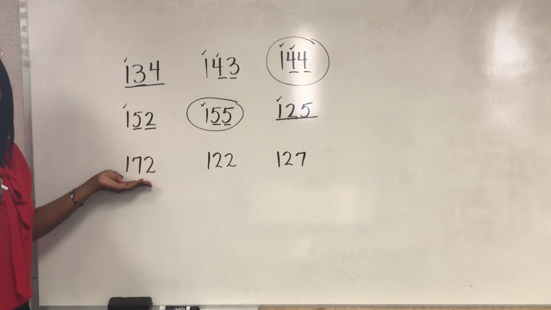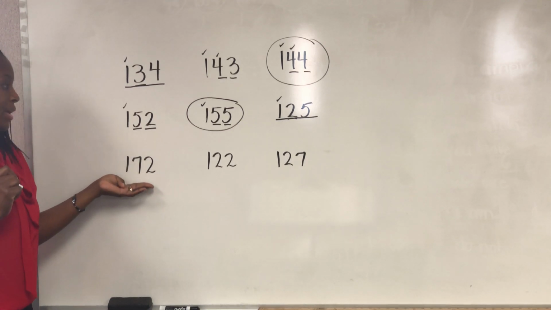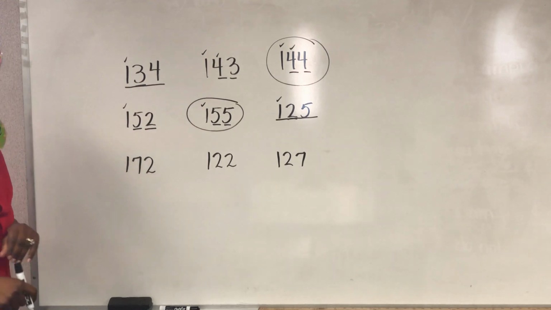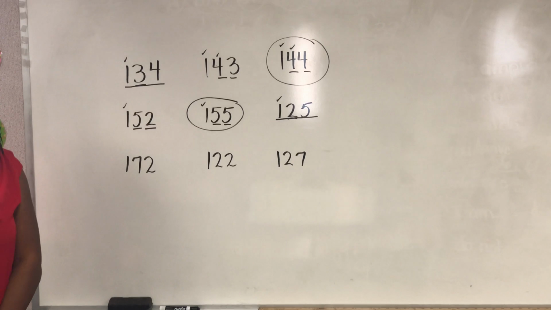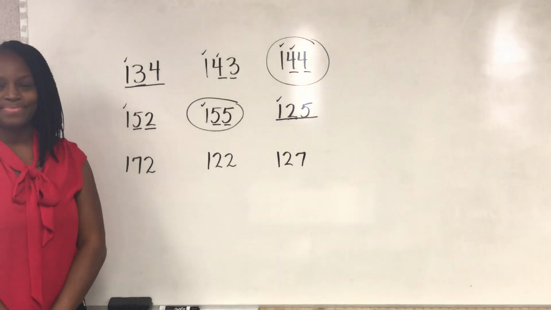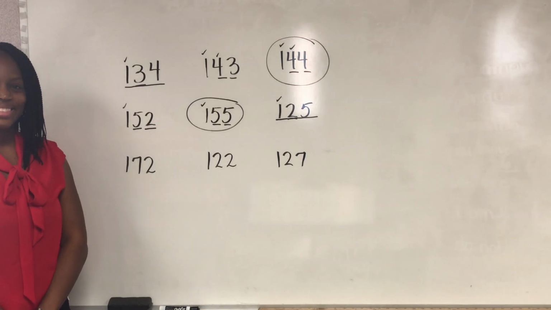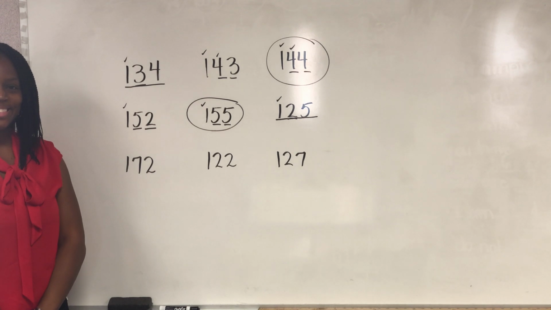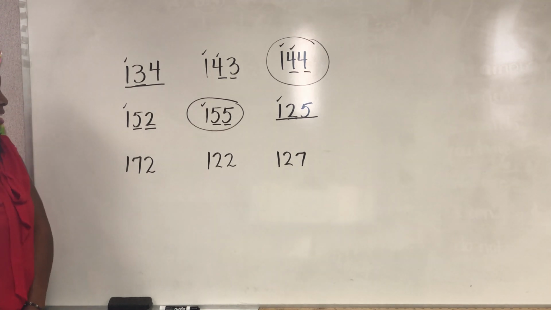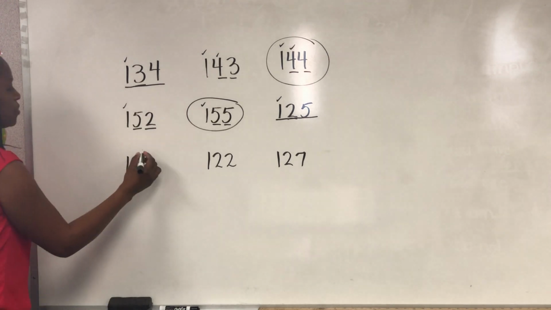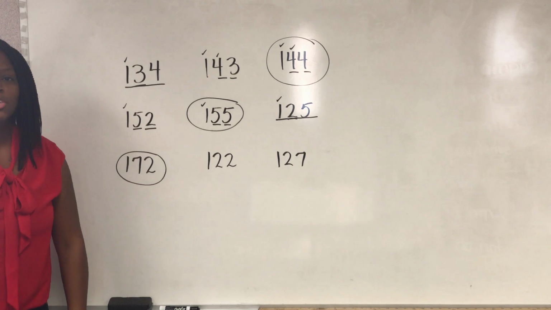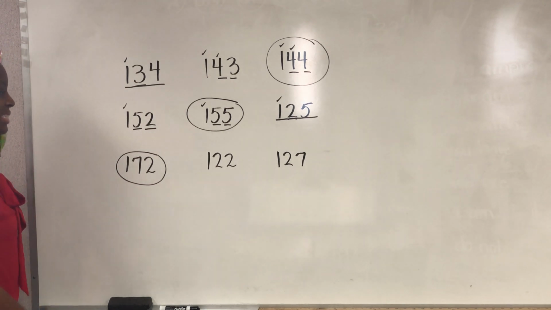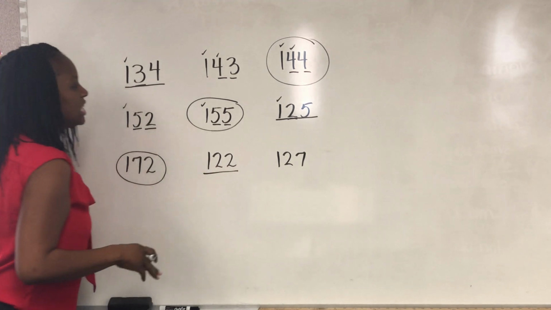Which one is greater? Circle the greatest number and underline the least number. You have 172, 122, and 127. All right, boys and girls, 172 is the greatest number. You should have circled that one. And 122 is the least number. We underline it.